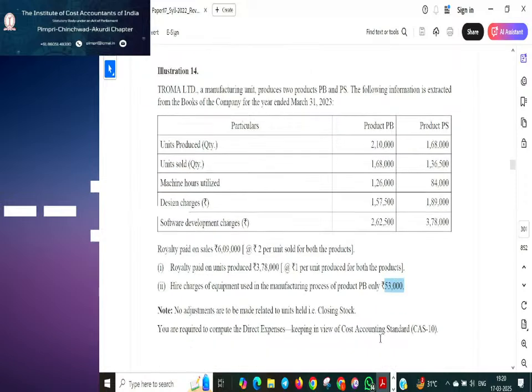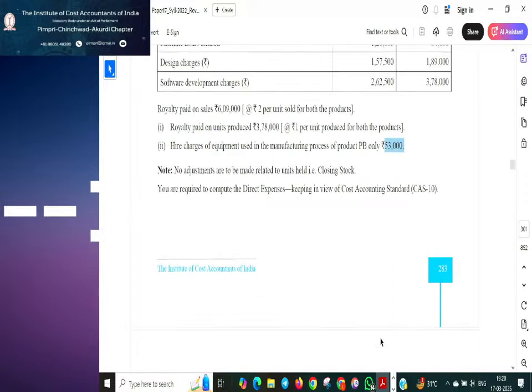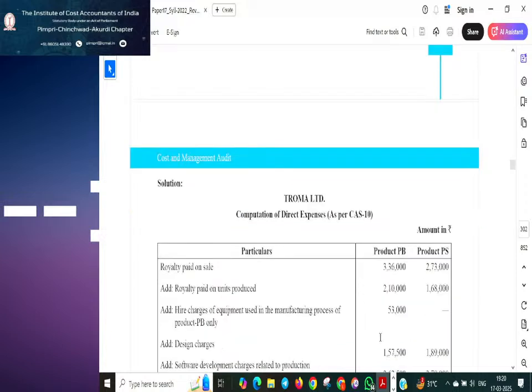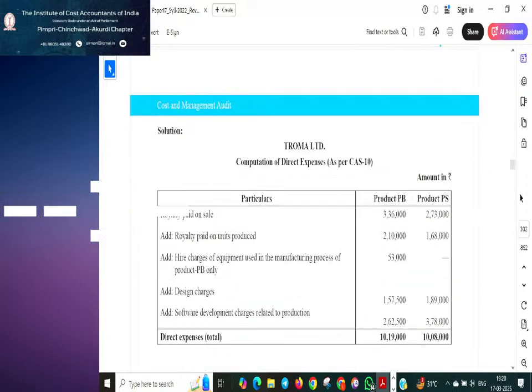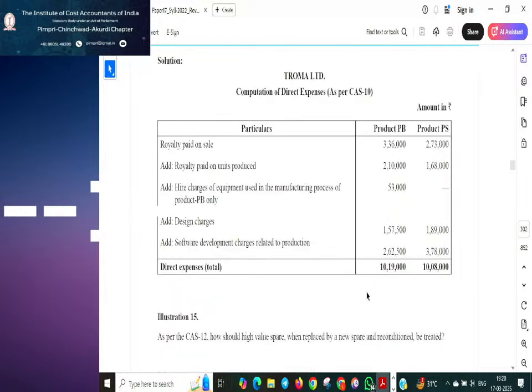So the calculations are all straightforward. There is nothing to worry about. The thing is the presentation and what needs to be included or excluded. See, they have done the same thing. So all these things attribute to your direct expenses.